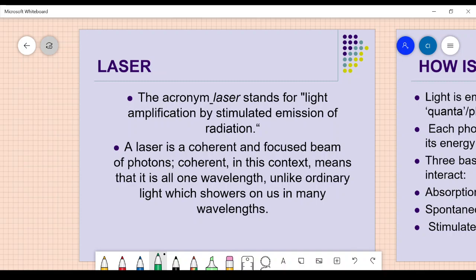Yes, we are having the solid state lasers. So I'm going to just brief you about the laser techniques. It's an acronym, or a kind of abbreviation, which stands for light amplification by stimulated emission of radiation. It's coherent.